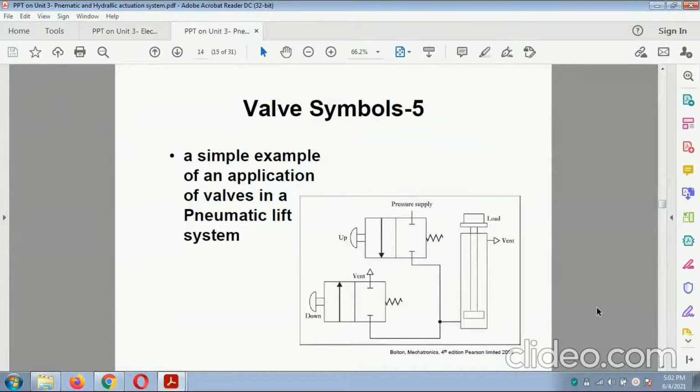Valve symbol 5. A symbol example of an application of the valve is a pneumatic lift system. So this is the diagram which explains the pneumatic lift system.